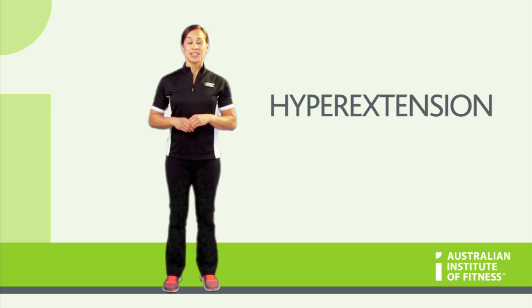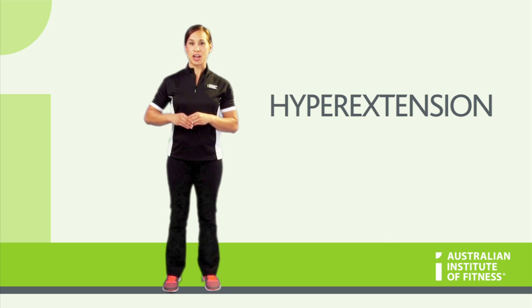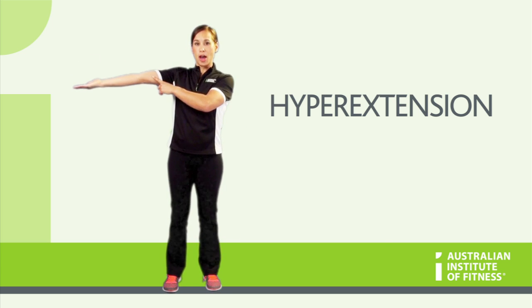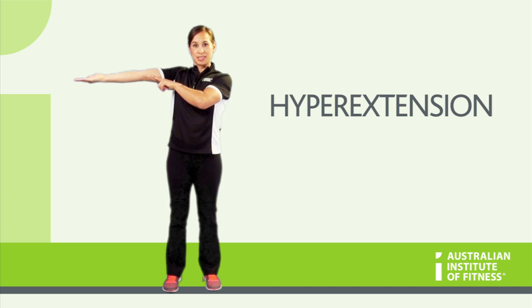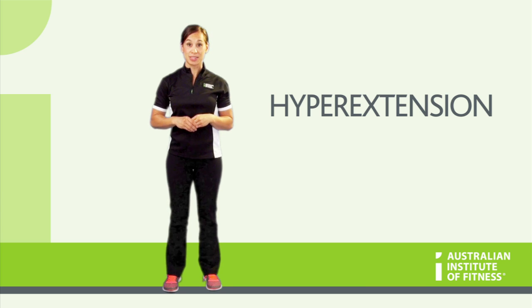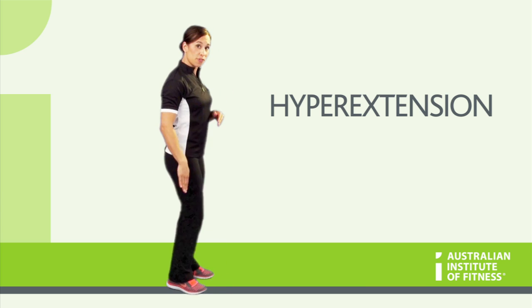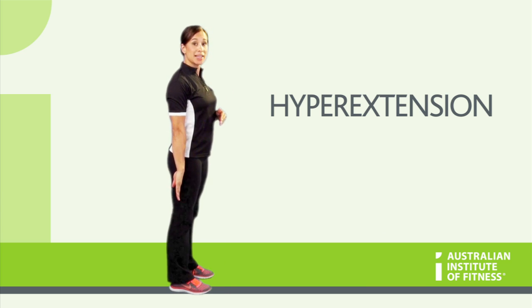Hyperextension. So this is a bit more tricky to demonstrate, but examples would be elbow hyperextension, and this is where you would see the elbow actually kick up like this. Other places for hyperextension are in the knees, and you'll see that from the side when people's knees go behind them.